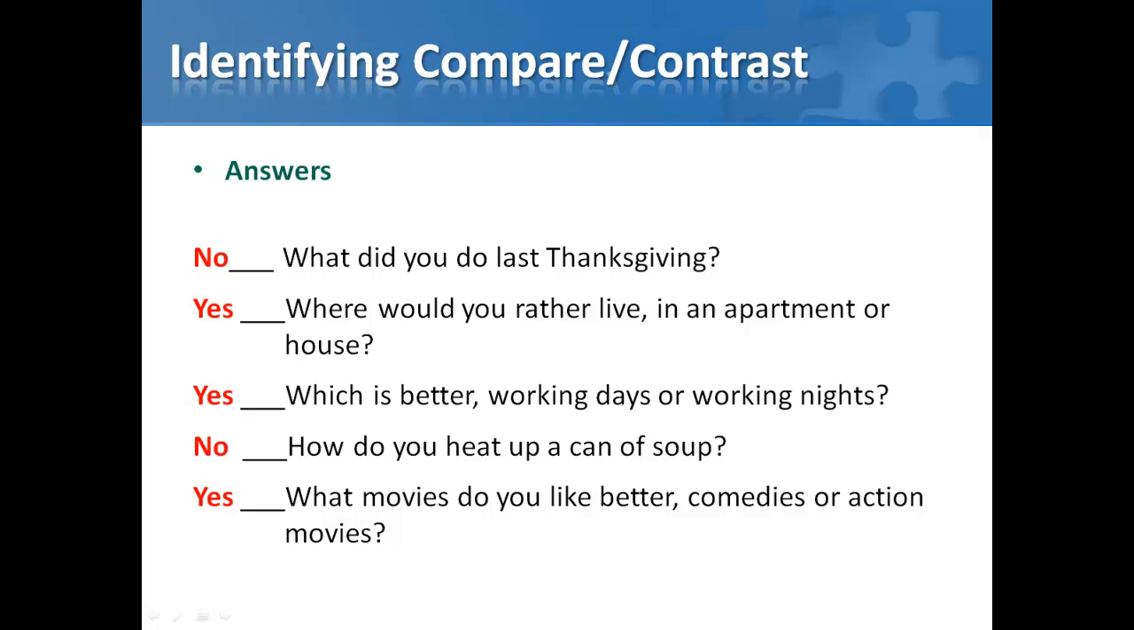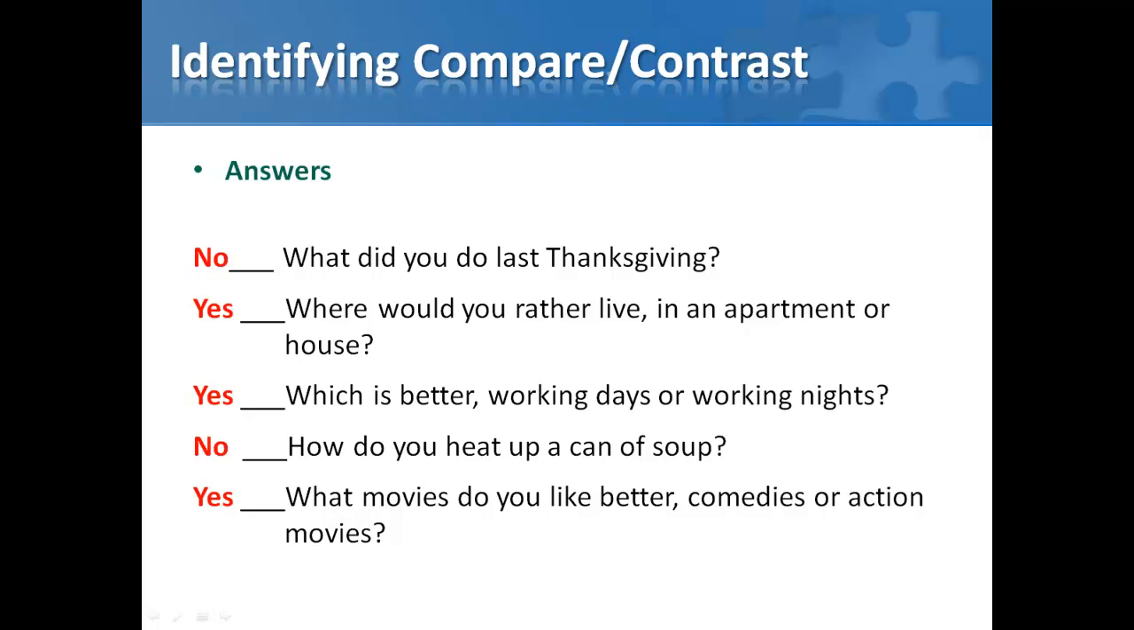Remember, for comparison and contrast, you are trying to find the similarities and or differences between at least two different objects. So in order for this to work, you need to have at least two objects that you can stand next to each other and find points of similarities and points of difference. You can do that with an apartment as opposed to a house.